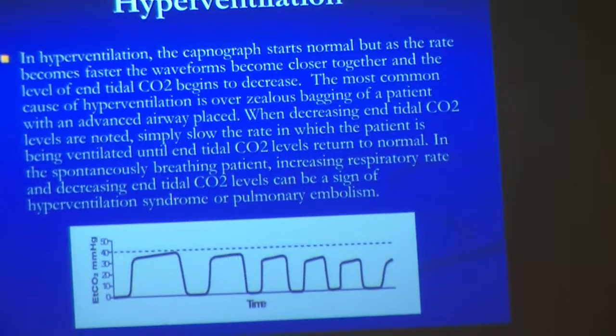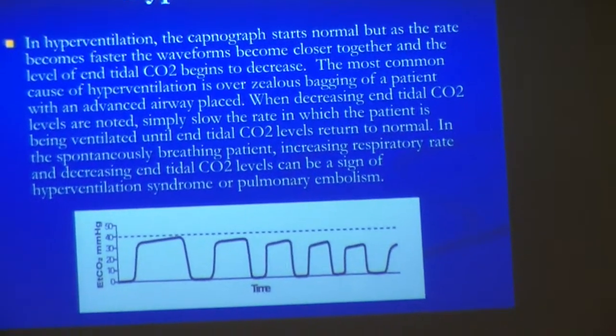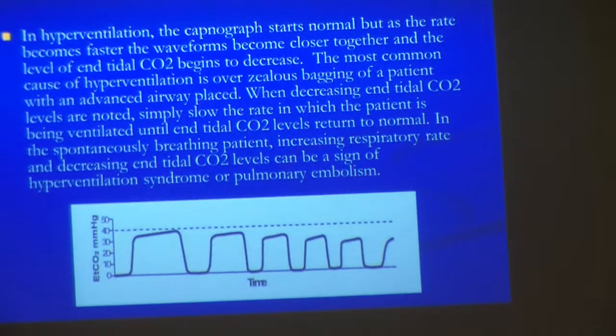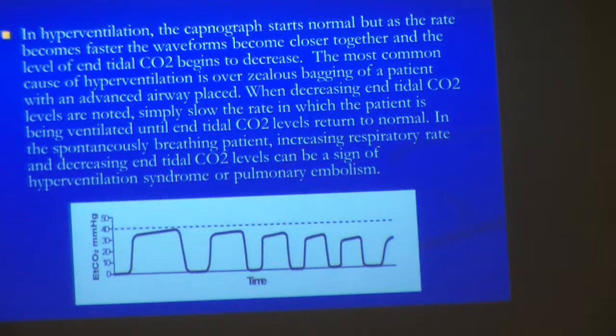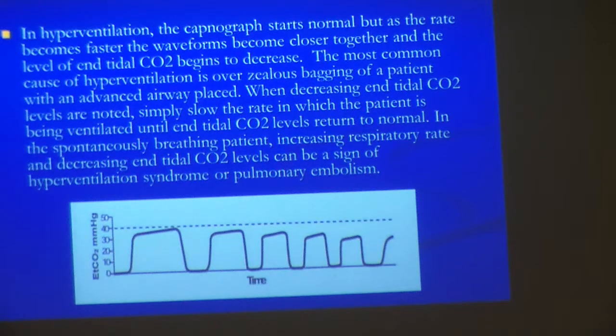When decreasing end-tidal CO2 levels are noted, simply slow down the rate at which the patient is being ventilated until the end-tidal returns to normal. You may not always get a normal number, but at least you know that you're ventilating way too fast, you're hyperventilating the patient. In the spontaneous breathing patient, increasing respiratory rate and decreasing end-tidal CO2 levels can be a sign of hyperventilation syndrome or pulmonary embolism.